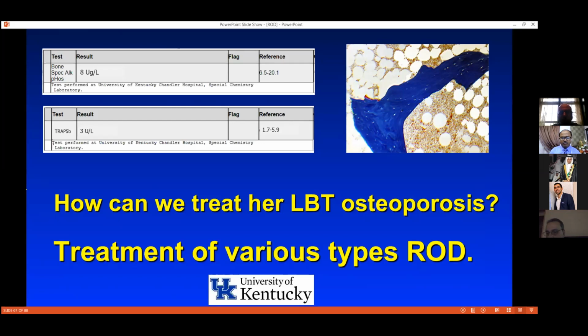low bone turnover osteoporosis. How do we treat this low bone turnover osteoporosis, and how can we use these diagnostics to plan treatment for our patient and to classify our renal osteodystrophy patients and treat them? I think this might be another topic in the future we can discuss.